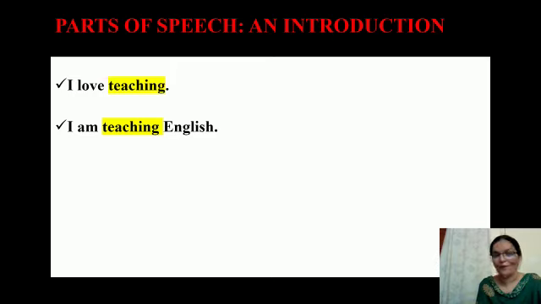And you are all familiar with the fact that all the naming words in English are called nouns. So in the first sentence, teaching is used as a noun. And in the second sentence, teaching is an action word. And you all know that all the words which denote an action are called verbs in the English language. So in the second sentence, teaching is used as a verb. That is how a word functions in a sentence. In the first sentence, the word teaching is functioning as a noun, and in the second sentence, it is functioning as a verb. So just on the basis of their functions, these two words are categorized differently.